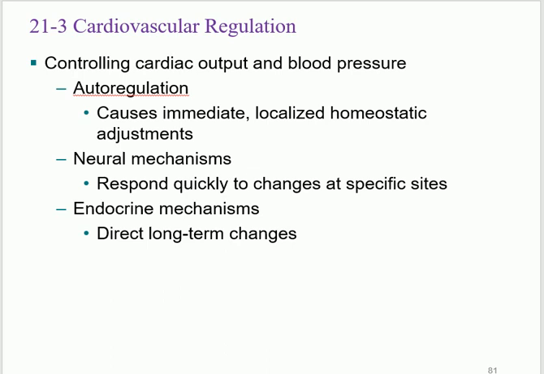What are these centers? Start with cardiac. Cardiac what? Acceleratory, and cardiac inhibitory. Yes. I'm just making sure that you guys are following.